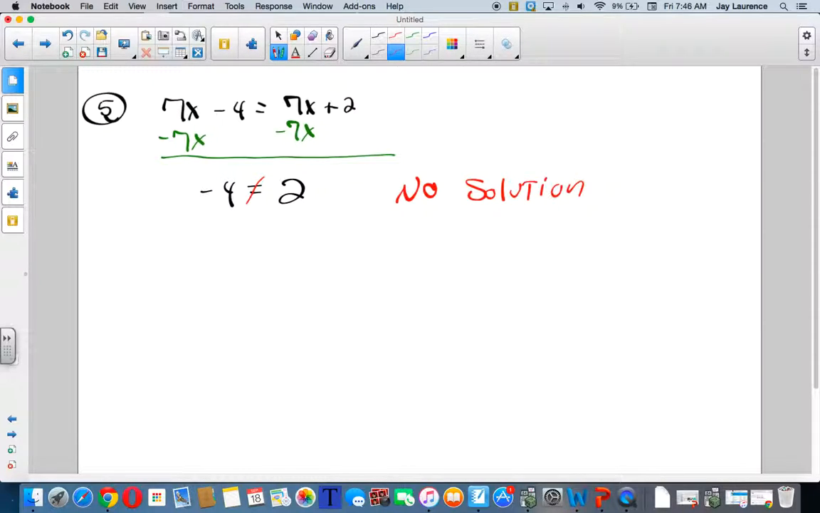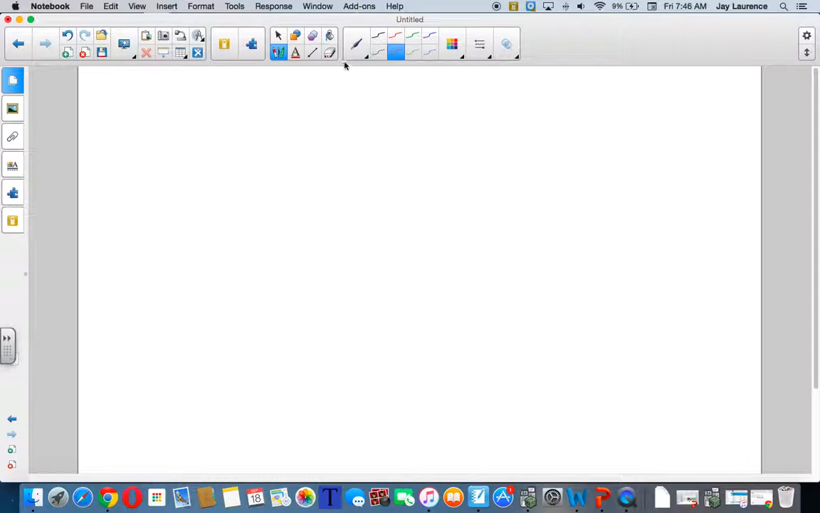There is no number, x, on the entire number line, considering all the rational and irrational numbers, that will make this statement true. Try it. Put 0 in for x. You'll get negative 4 equals 2. That's not true. Put 1 in. You'll get 7 minus 4 is 3. 7 plus 2 is 9. Nope, not going to work. Any number you try, it will not work. There is no solution.